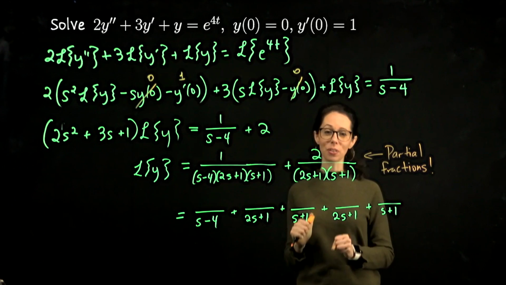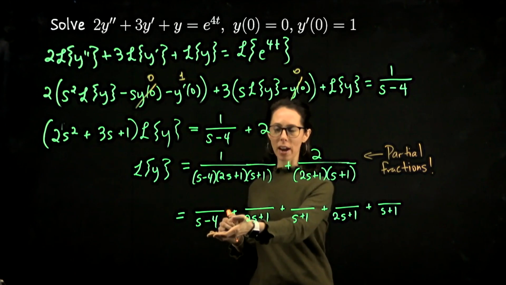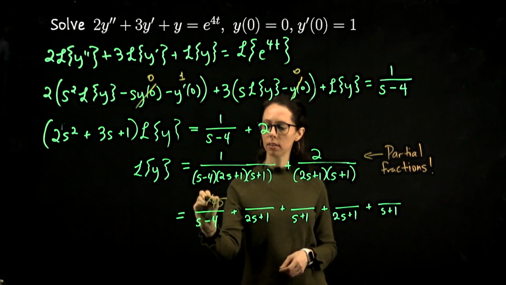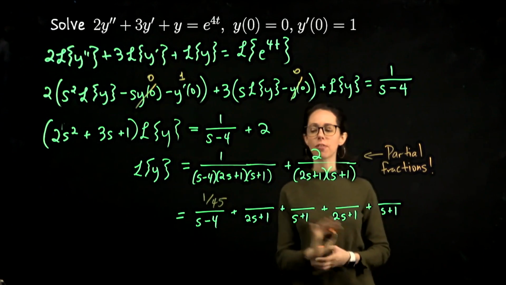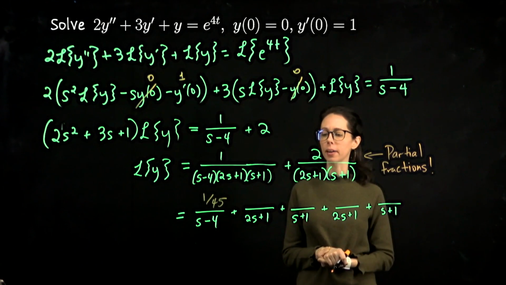When we do this correctly, if you didn't make an algebra mistake, for the numerator for s minus 4, you should have gotten 1 over 45. I would leave that entire fraction together. I wouldn't try to bring 45 into the denominator. It doesn't make life better.